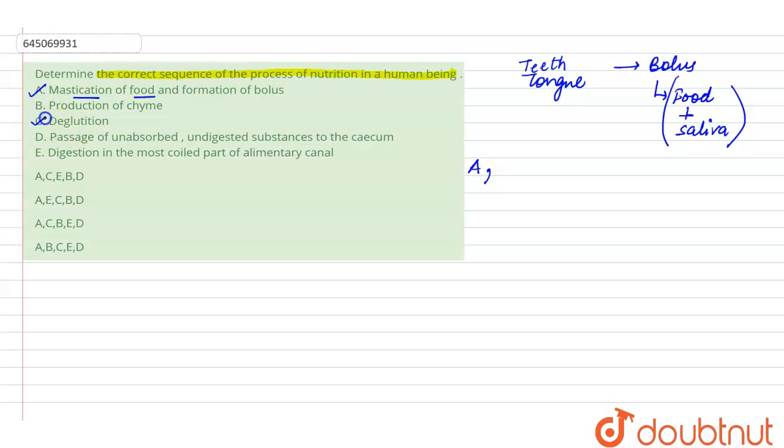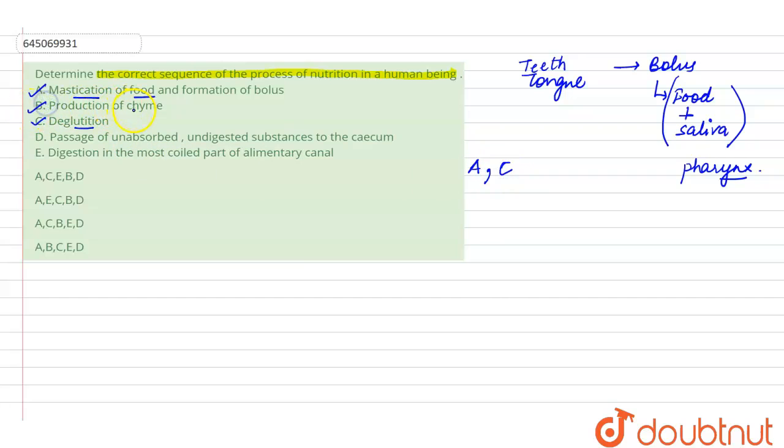Then we have the deglutition. Deglutition is passing on of this bolus into the pharynx. The pharynx has two parts. After this there will be the oropharynx, and then it goes into the laryngopharynx, from where it turns into the esophagus, that is the food pipe. The initial phase of the deglutition is a voluntary phase, whereas later when it enters into the esophagus, it is an involuntary phase, which cannot be controlled by the human will. So the C option is the next statement.